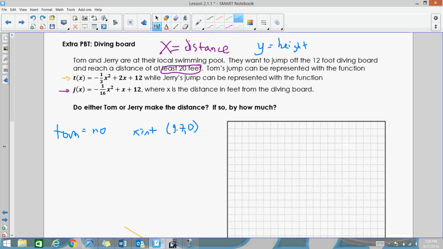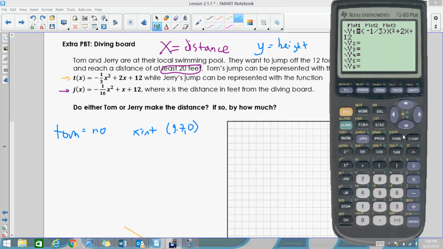All right, now let's check Jerry. In our calculator, you could reset it, or since I didn't mess with the window, I just clear it, and I'm going to take Jerry. So I'm going to go parentheses, negative 1/16 x to the second power plus x plus 12. Ready? Let's see. Now, if you look at Jerry's graph, it already looks different because you can't see that part of the parabola coming down. So let's take our window and extend it to our x max.